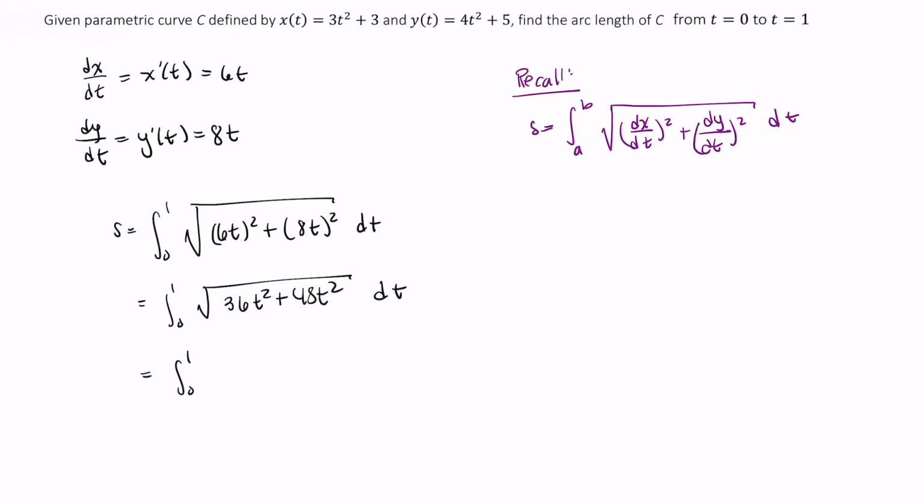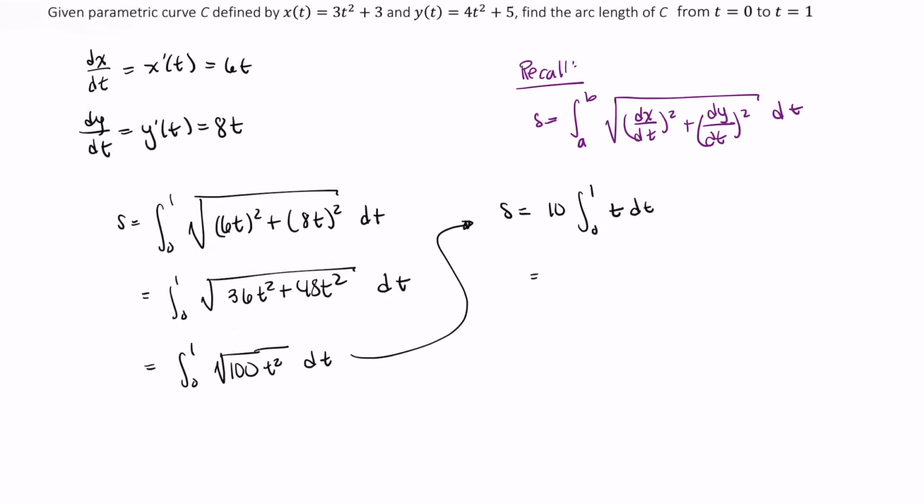Continuing, we can simplify this algebraically to the square root of 100t^2 dt. So this is 10 times the integral from 0 to 1. And I'm just using t, not negative t, since t is from 0 to 1. So t won't take on any negative value. So we have 10 times t^2 over 2 from 0 to 1, or just 5 times 1^2 minus 0^2, or just 5.